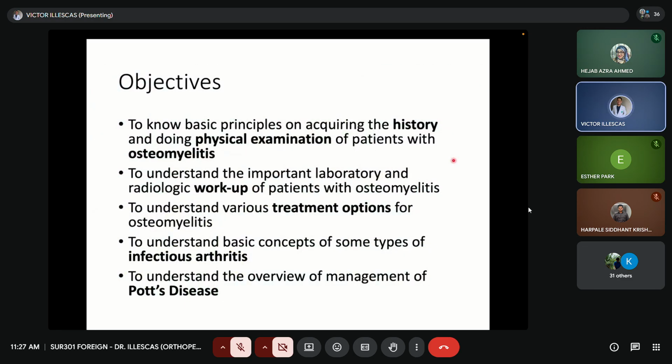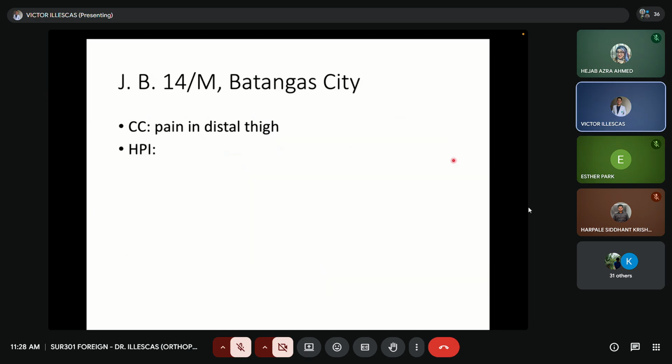We want to know the basic principles on acquiring the history and physical examination of patients with bone infection, understand the important laboratory and radiologic workups of patients with bony infection, understand the treatment options, understand the basic concepts of infectious arthritis as well as Pott's disease or TB of the spine.